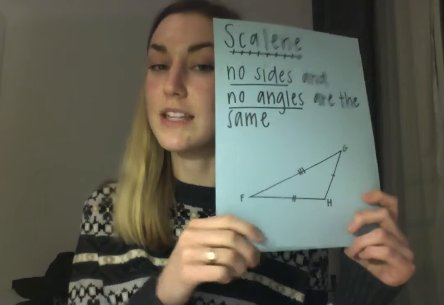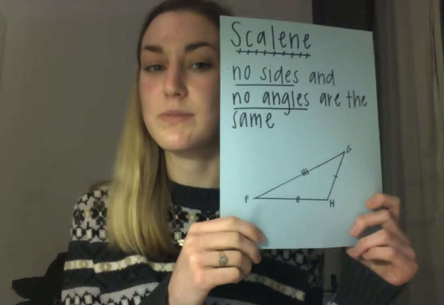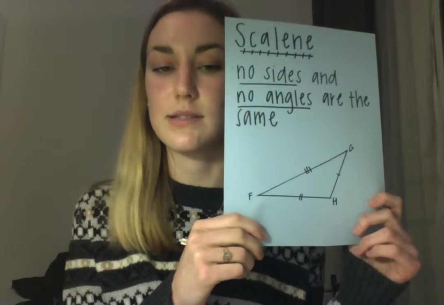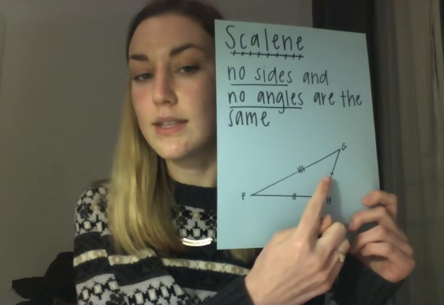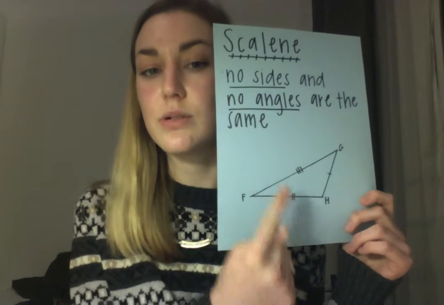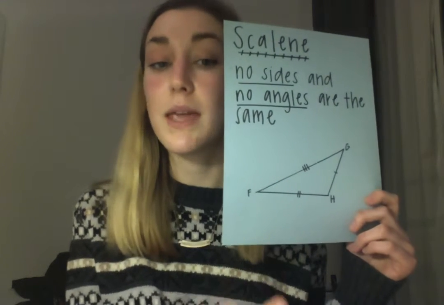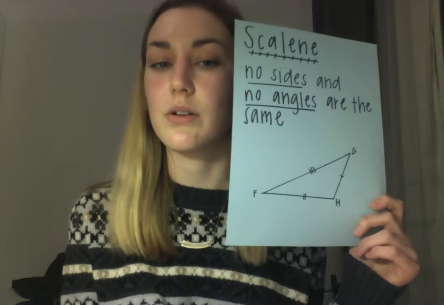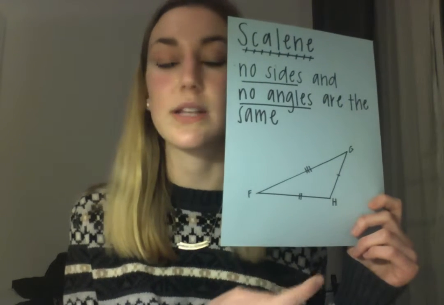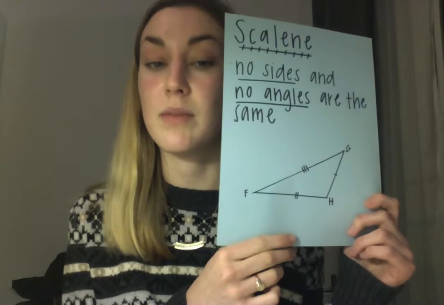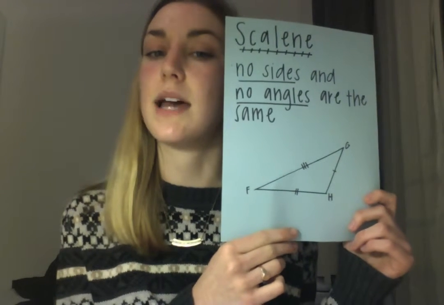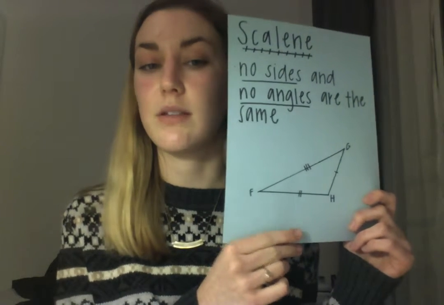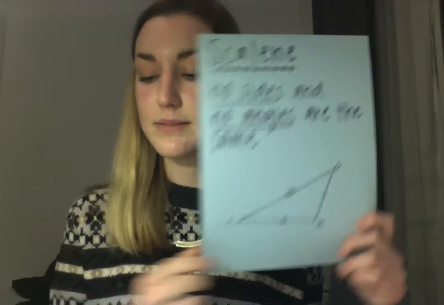And then you have scalene triangles. And scalene triangles means that no sides and no angles are the same. So as you see here, this one has 1 tick mark, this one has 2, and this one has 3. There may not be tick marks if it's a scalene triangle as well. And if there aren't tick marks, then you can't assume that a side is the same. Even if it looks like it might be the same size, you can't assume that they are the same unless they have the tick marks.